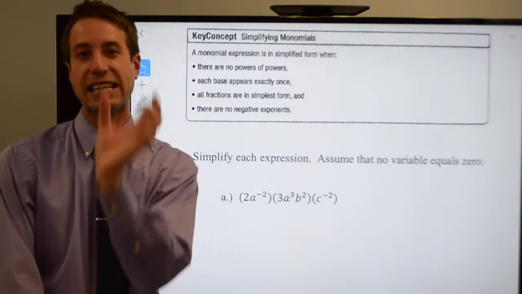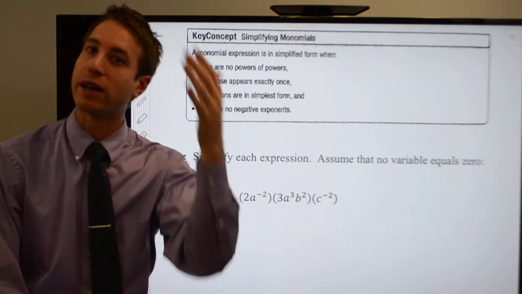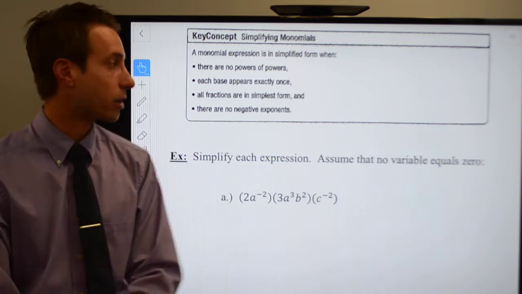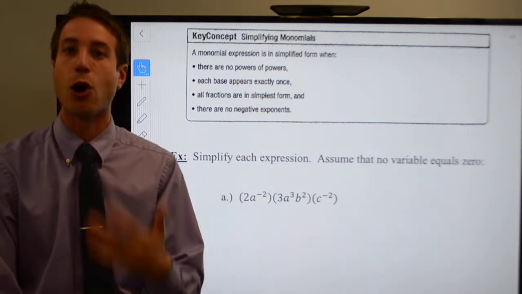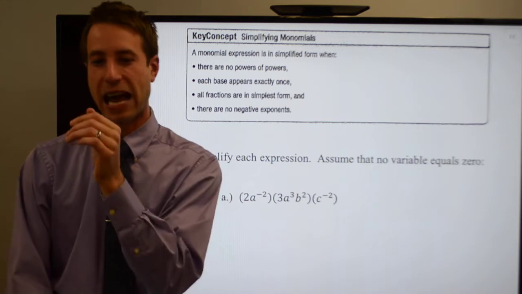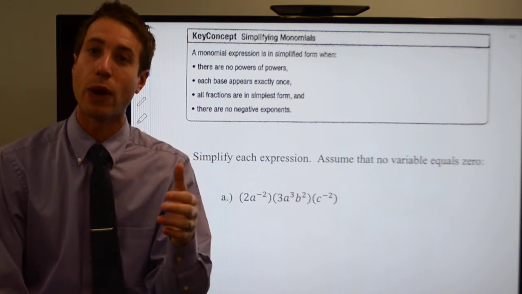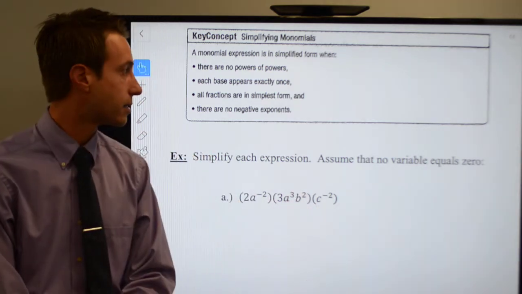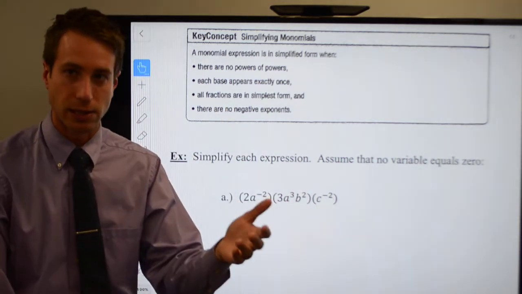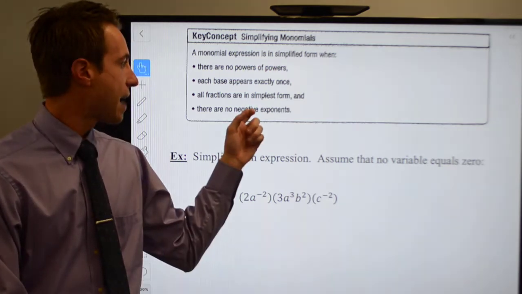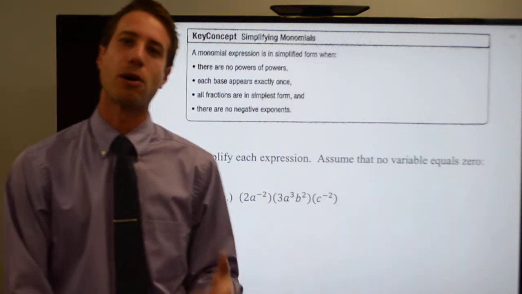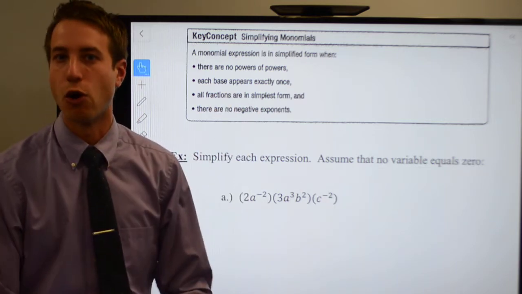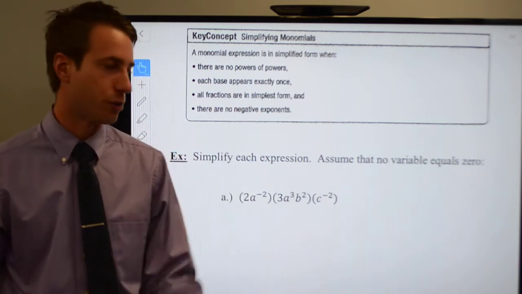Right? You can't have anything raised to a power and that quantity raised to a power. If you have that, then you're not fully simplified. You'll need to go a little further. Each base can only appear one time. You can't have an x cubed and an x squared in your solution. You'd have to combine those, right? Combine like bases. Fractions are, of course, in simplest form. You guys know that. And there can't be any negative exponents in your final answer, which was the whole point of me going over that negative exponent property with you just a second ago.